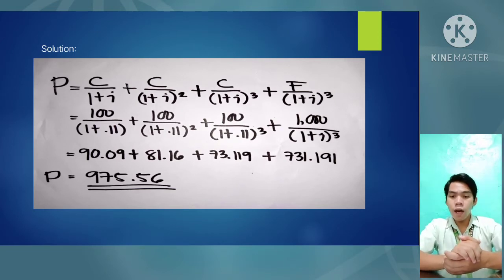So you would have an estimated answer of 90.09 plus 81.16 plus 73.119 plus 731.191, or the total would be 975.56. That's your price of the coupon bond.